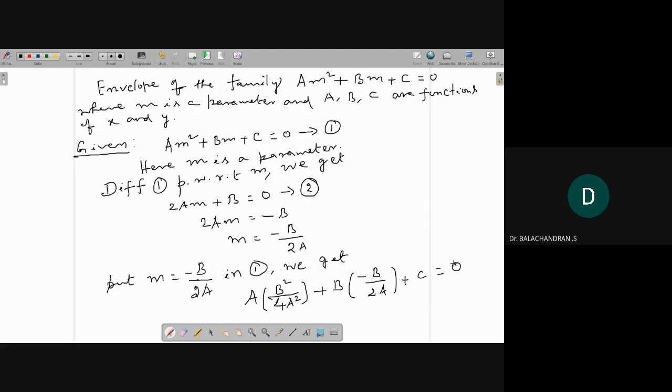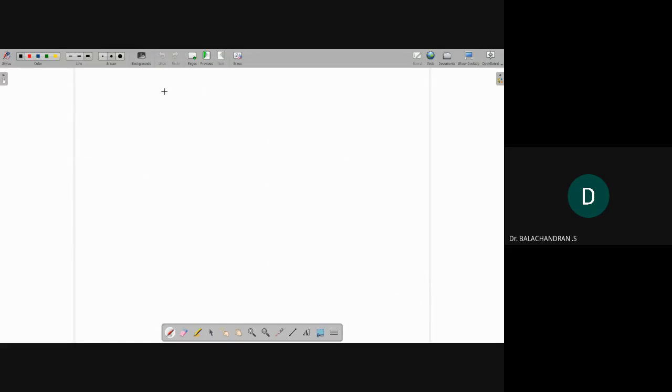Okay, now so we can cancel one A. So B square by 4A, B square by 4A minus B square by 2A plus C equal to 0. This is 1/4, this is half. So you'll get minus 1 by 4 B square by A, minus B square by 4A plus C equal to 0.